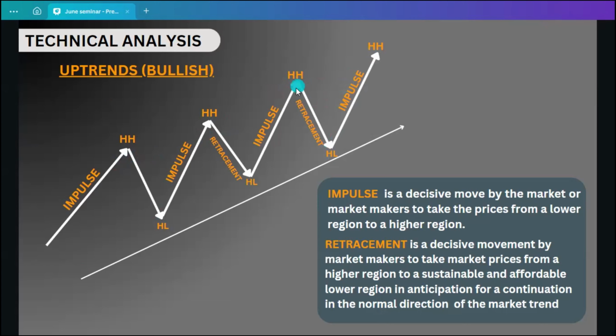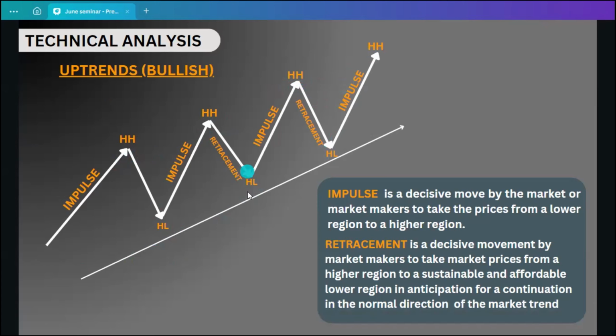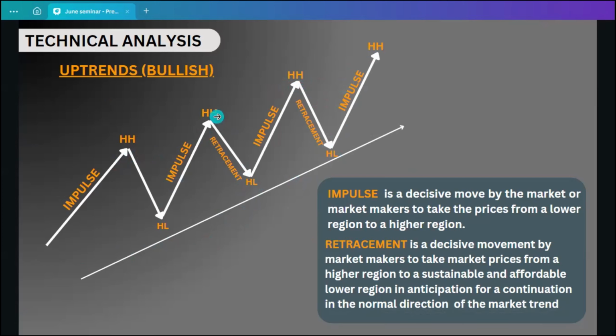Another characteristic of an uptrending market is that the lower low will fail to break the previous low. As you can see, this low failed to break this low, and this low failed to break this low. So whenever I'm looking at an uptrending market, I'm looking out for prices that break the previous high and prices that fail to break the previous low. So that is an impulse and a retracement.